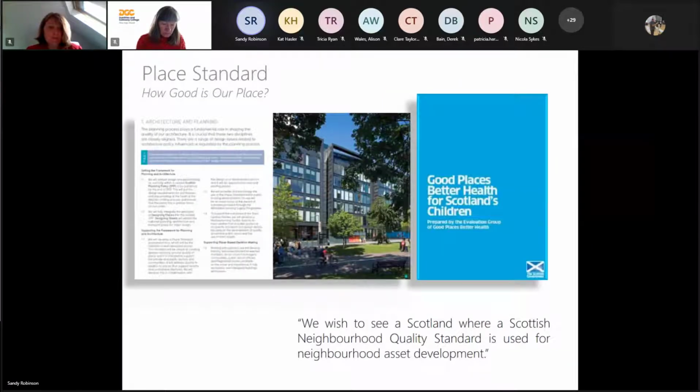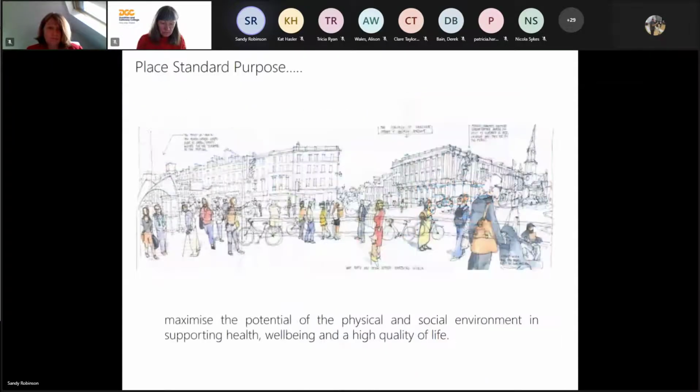So the Place Standard is founded really on this evidence and these motivations too. And it stems as a tool itself from two sources. One was the Architecture and Place Policy of Scottish Government, and also this work, Good Places, Better Health for Scotland's Children. And what that work did is that highlighted the need for a neighbourhood quality standard in Scotland for asset development. So these two projects became aligned, and we took forward the Place Standard tool itself. The purpose of it was and still is to maximise the potential of the physical and the social environment to support health, well-being and a high quality of life.